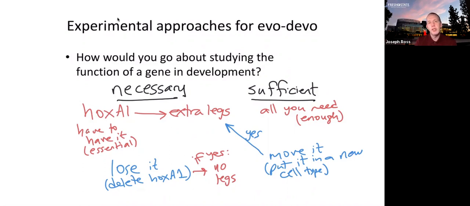We'll see these two terms repeatedly in the study of evolutionary developmental biology.